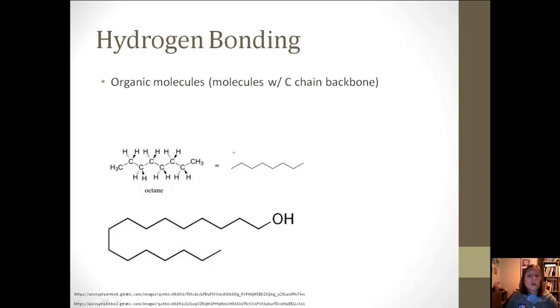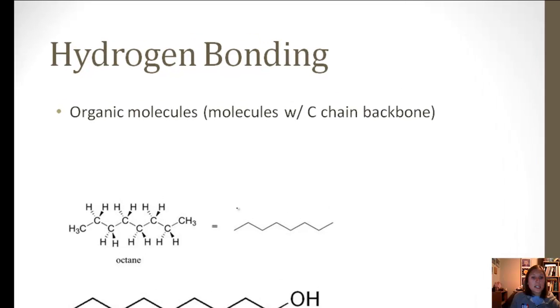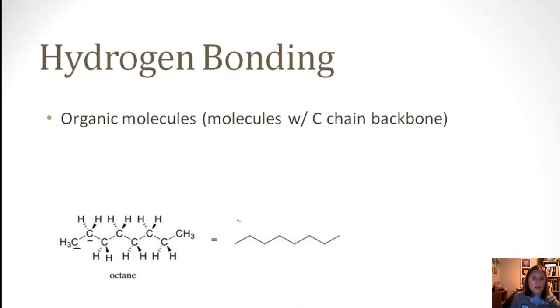Okay, so hydrogen bonding also occurs in organic molecules. Organic molecules are those with a carbon chain backbone. So if you take a look at octane, we have several carbons forming this kind of chain. And so instead of writing all the carbons and hydrogens, we just draw this kind of squiggly shape, and each connection of the lines represents a carbon atom.